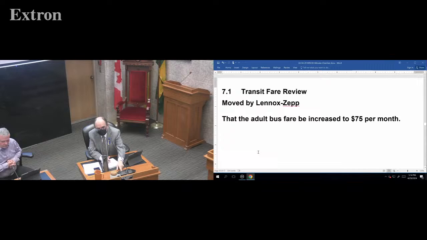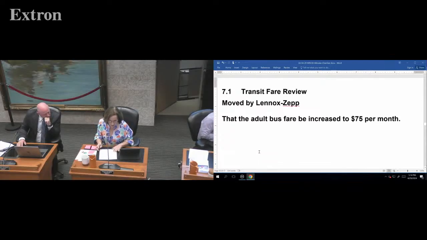Thank you. Councillor Kilmer. Thank you very much. I just wanted to add my thoughts on this. I am not going to support this because I like the $80. I really appreciate the $30 for the seniors at 65. So for me, there's a balance.